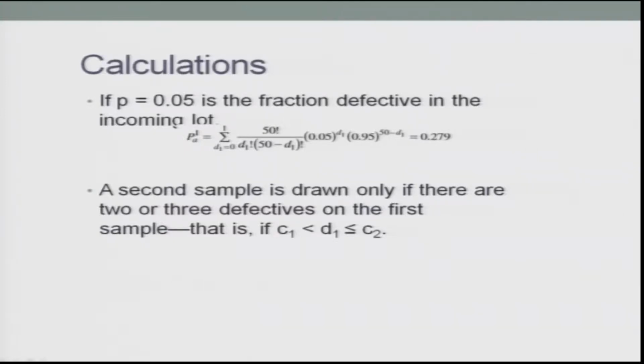A second sample is drawn. Again, if D1 is between C1 and C2, then obviously you will accept it.